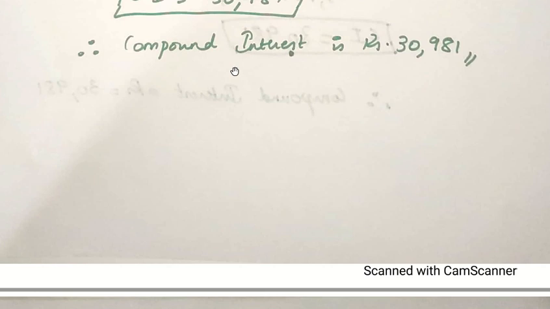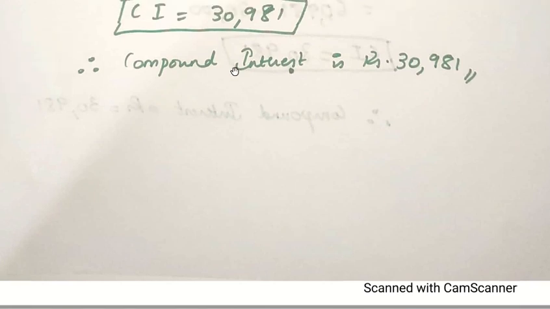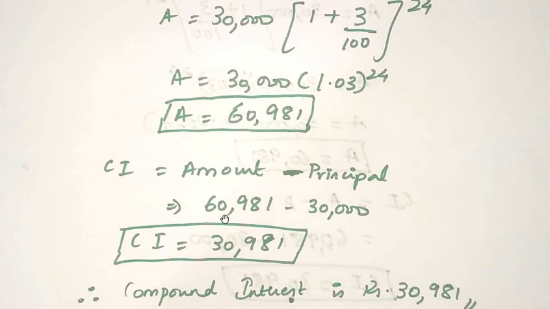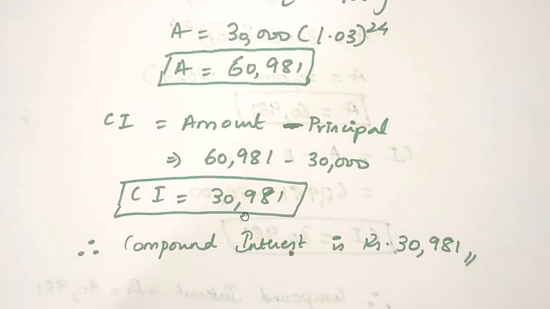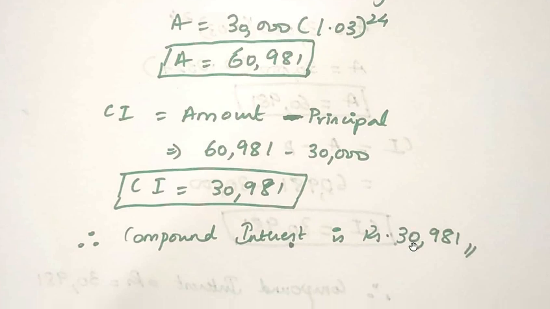So always we will find out the amount and then we will subtract the principal in order to find out the compound interest. This is a simple method, or if you want to directly find out the compound interest, you can use the formula directly. That time also the value you will get is the same amount, which is 30,981.